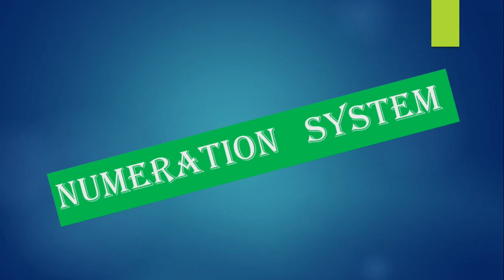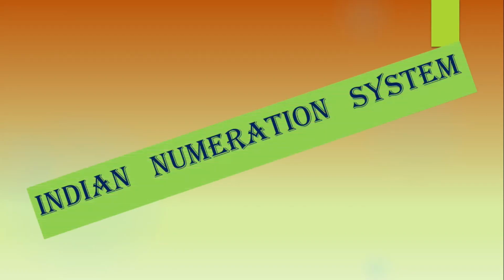Dear students, as you know, in this video we are going to learn about the number system, a system which helps us to read large numbers, that is, numbers with 7, 8 or 9 digits. So here first we have the Indian system of numeration. Let us have a look at its chart.